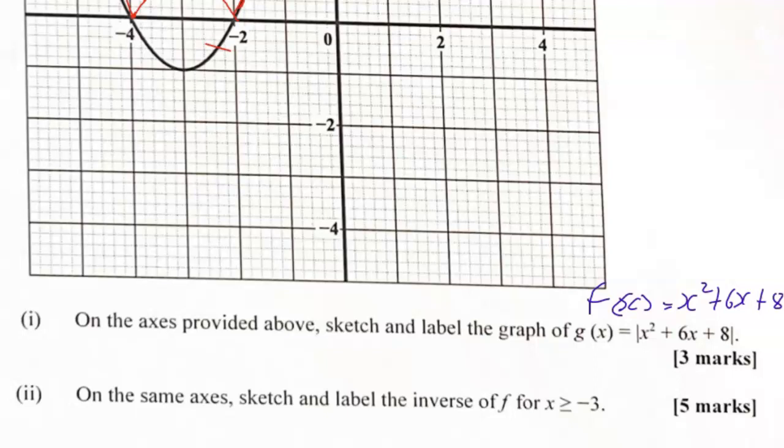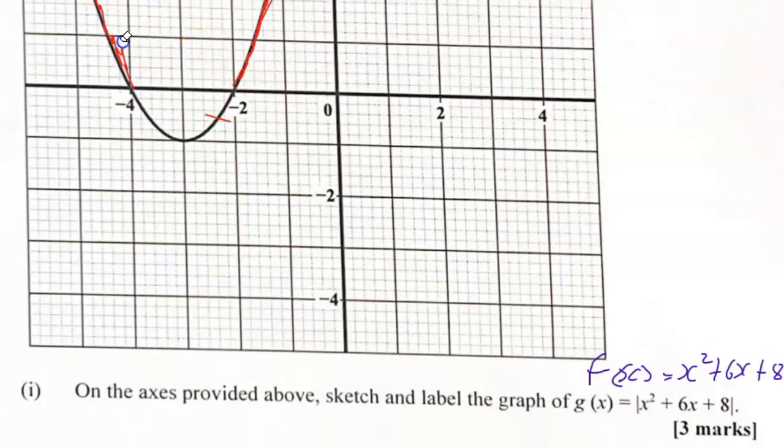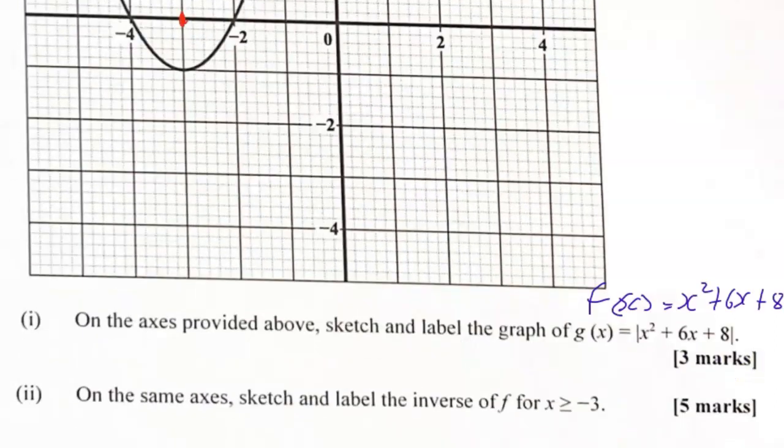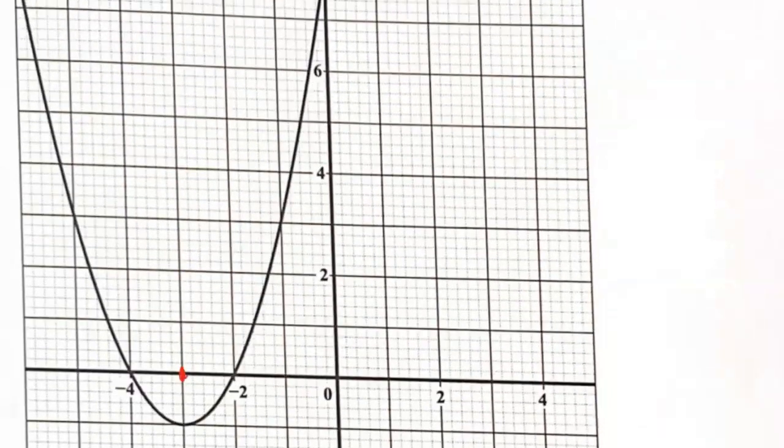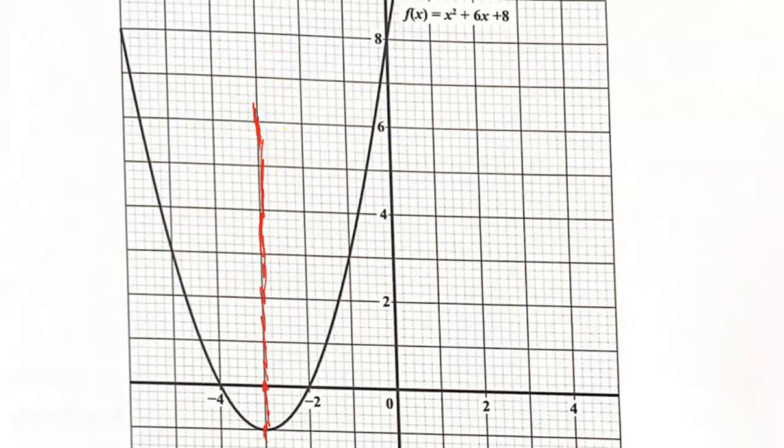On the same axis, sketch and label the inverse of the function f. So the original function we're given, f, we're asked to reflect for x greater than or equal to negative 3. So here x is greater than or equal to negative 3, so it's beyond this point. Here's the function f, and that's the line x equal negative 3. The line must go to the right of the line x equal negative 3.